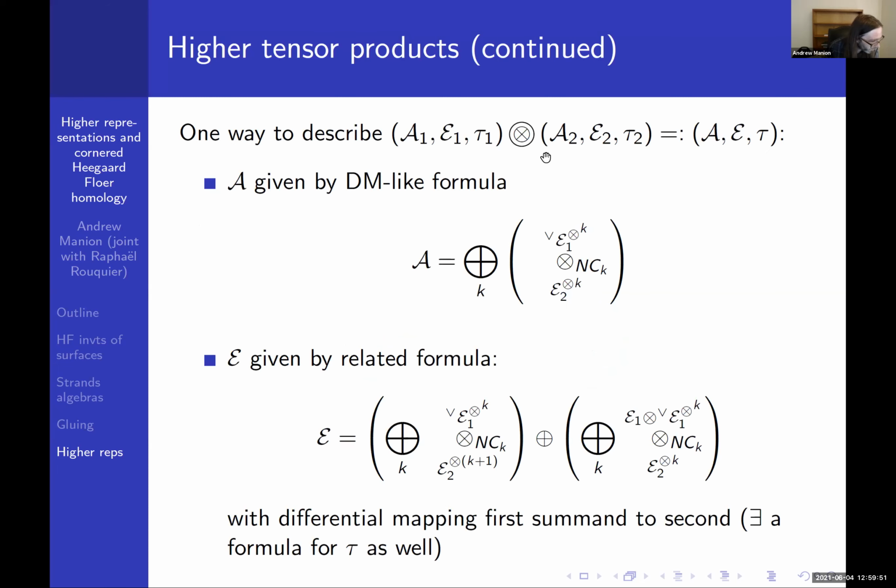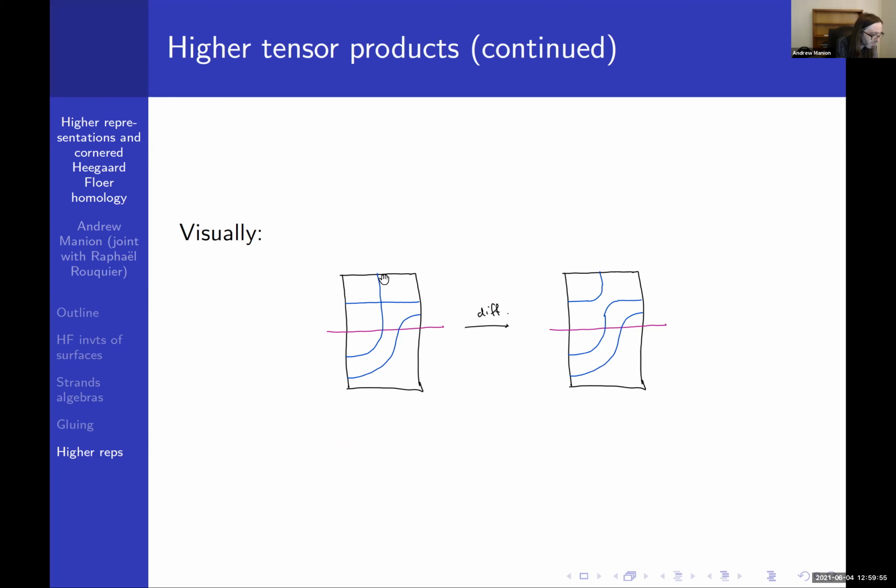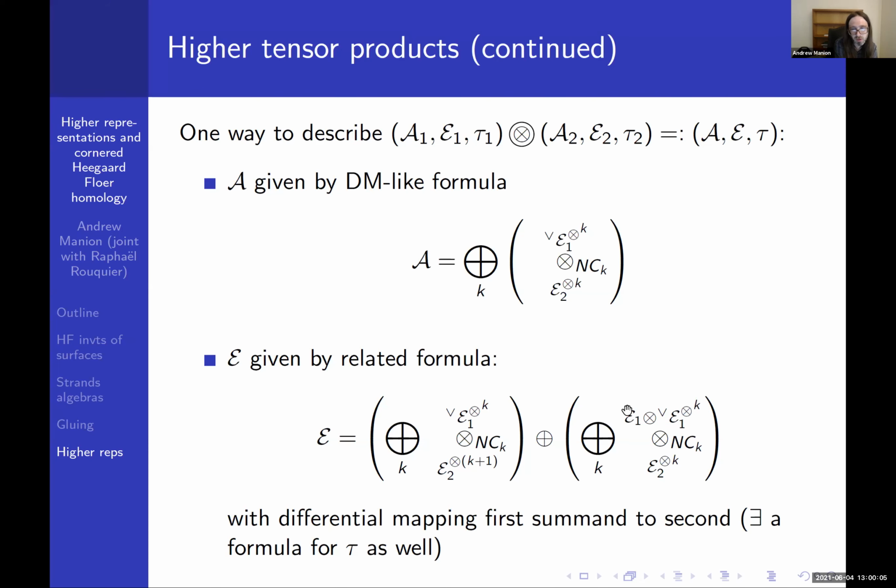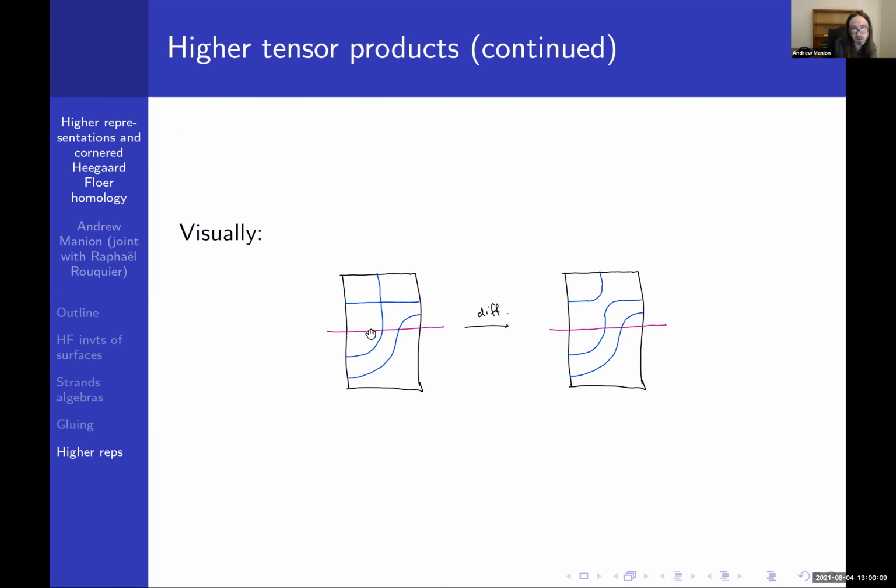But visually what's going on with this E bimodule is that you have two types of, so if I look at strands, one strand going up, then there are two ways that can happen in the glued picture. The strand can come from the bottom bit or the top bit. That gives me my two summands here. There's a differential mapping between them. That's going to say, I'm going to resolve this crossing in a way that changes the generator of the first type into a generator of the second type.